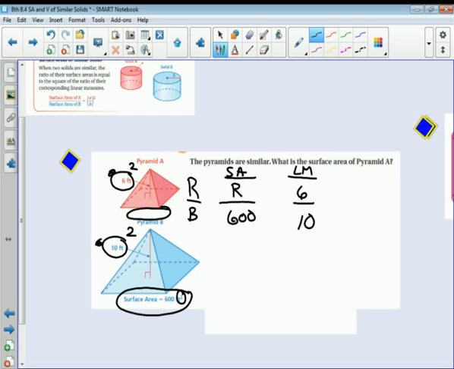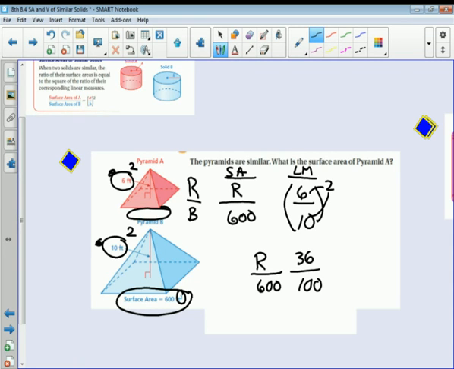Now, we're going to have to actually go through and square these linear measures. So this is kind of what the book likes to do. To me, it looks a little confusing. That's okay. We'll go through and do that in case you reference back to the book, but I will also show you another technique. So if I square 6 over 10, I'm taking 6 and squaring it. That's going to give me 36, and 10 squared is 100. Then I have R over 600.